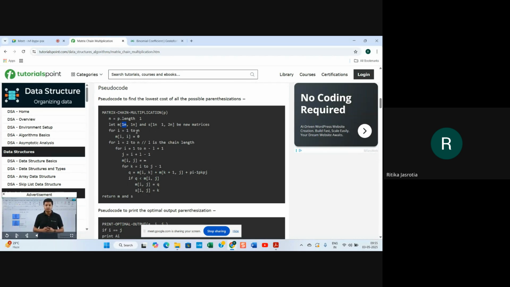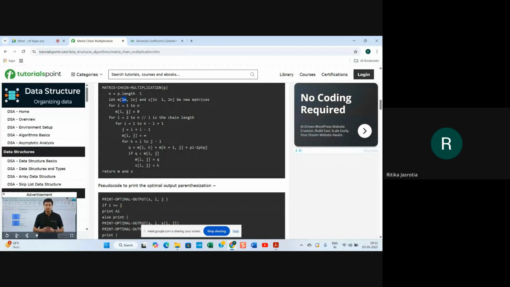For i equal to 1 to n, m[i, i] is equal to 0, right? Because both i and j are equal, that means if i, i is there, then it is equal to 0. For l equal to 2 to n, l is the chain length. So they are saying it is the chain length. For i equal to 1 to n minus l plus 1, j is equal to i plus l minus 1.